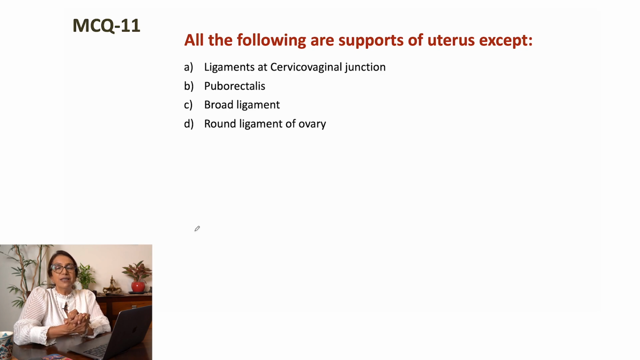So we come back to the same question. All the following are supports of uterus except: ligaments at cervicovaginal junction, yes. Puborectalis, yes. Broad ligament, to some extent, yes. Round ligament of ovary, no. The round ligament of ovary is actually only an anchor to the ovary. It is not a support of uterus. Right. So let's move on to the rest of the video. So therefore, D is the answer.